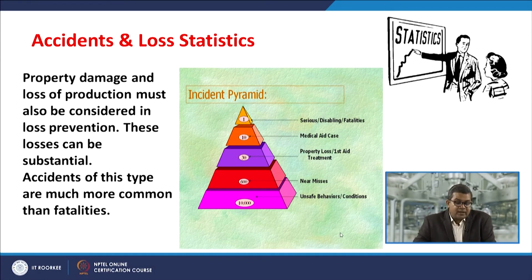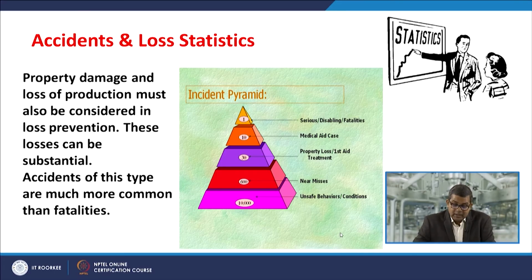Now usually accident and loss statistics form a pyramidal type of incidence. You need to look into various kinds of unsafe behavior and conditions. You need to find out the near misses, in which an accident may or may not occur. There may be certain cases, obviously fewer than the near misses, in which there is property loss or first aid treatment. There may be certain other cases where occupational injury or occupational illness is reported. These are the medical aided cases.